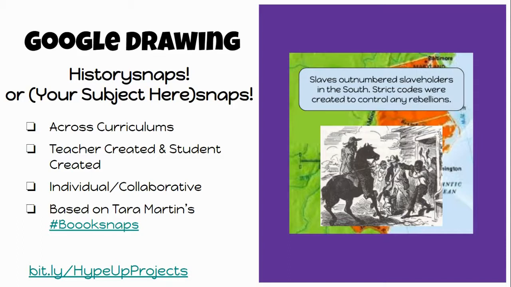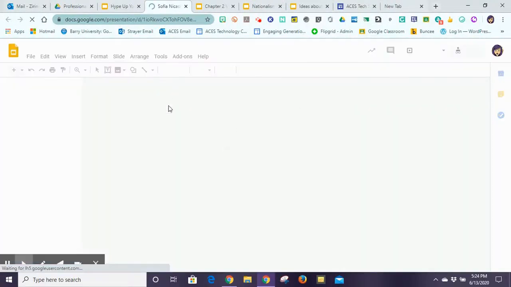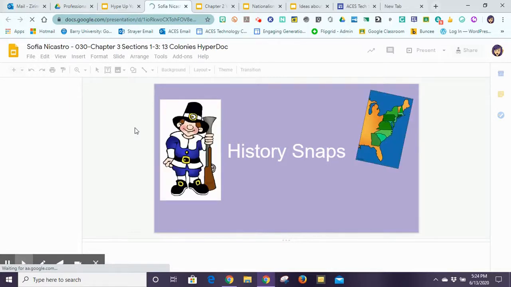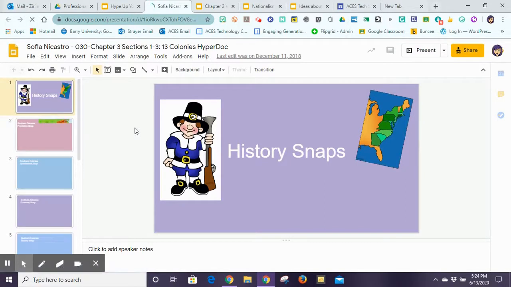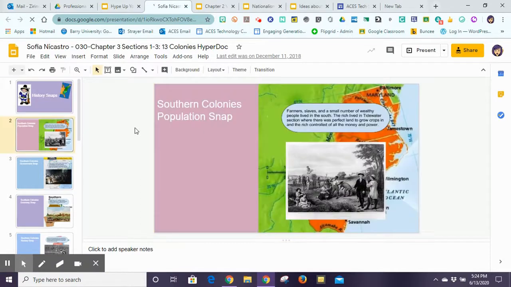Just as with everything else, it can either be created by the teacher or by student creation as part of their projects. And it can be individual or it can be collaborative. So this link to this history snap is a student created history snap. This is just an example of their students' history snap. We were studying the different colonies in the United States.